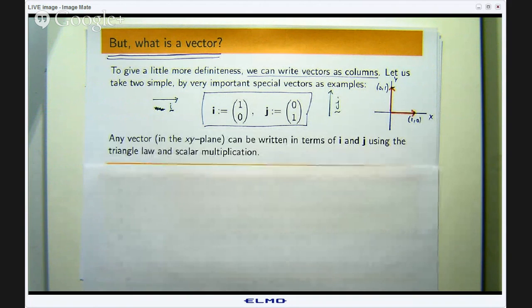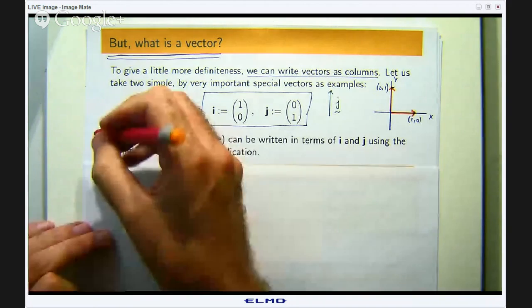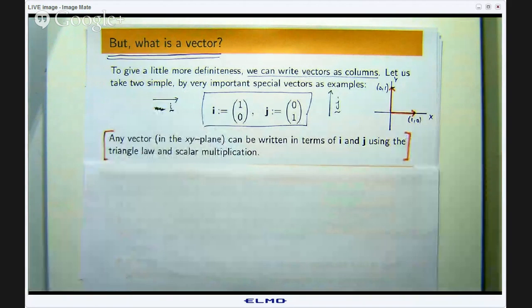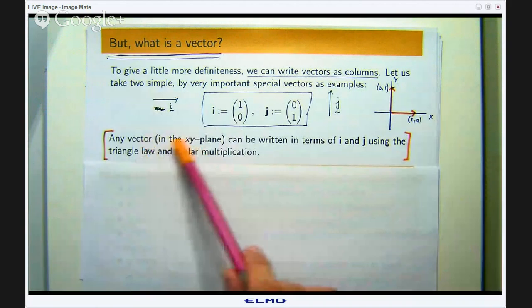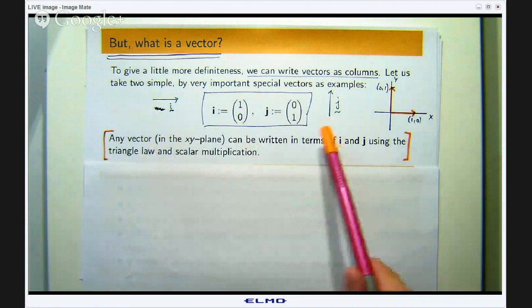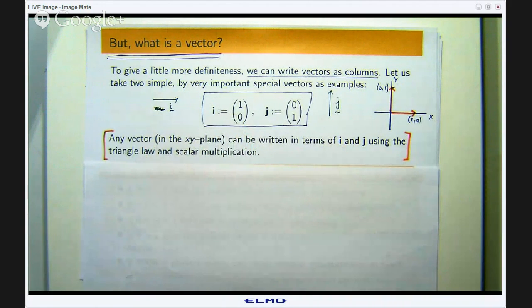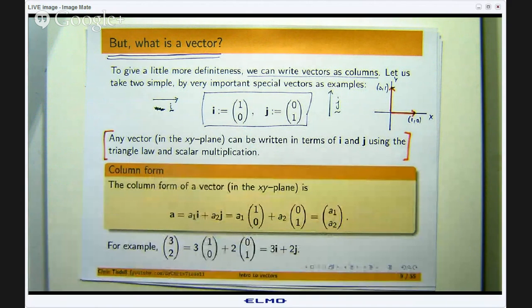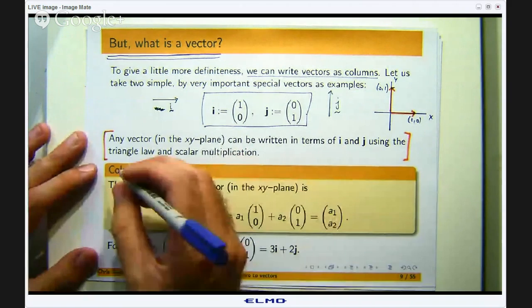Now, a really important property of the I and J vectors is that any vector in the XY plane can be written in terms of I's and J's, just using the triangle law of addition and scalar multiplication. I'll talk a bit more about that later, and I'll give you a little animation to get you into the spirit of things. But let's just talk a little bit more about this column form.